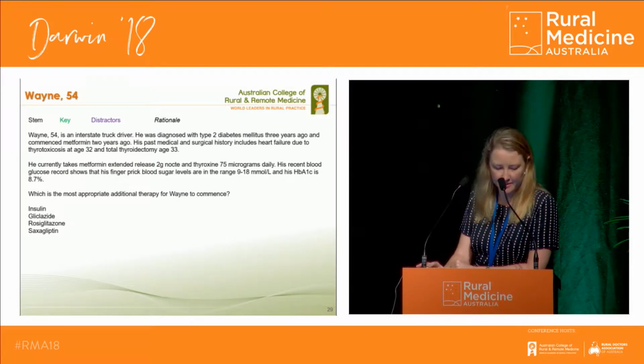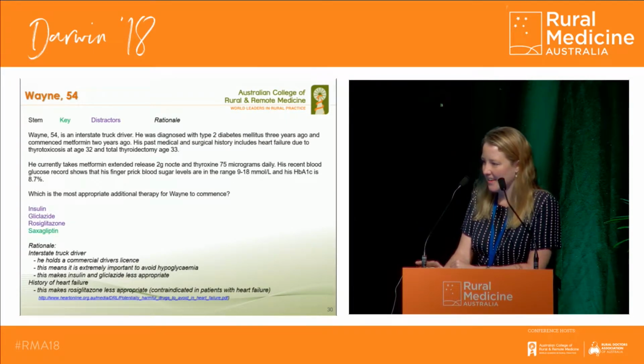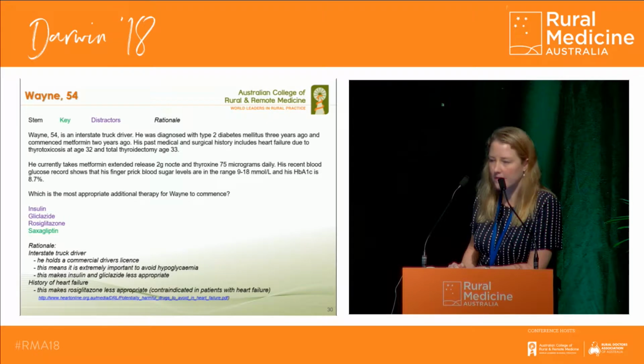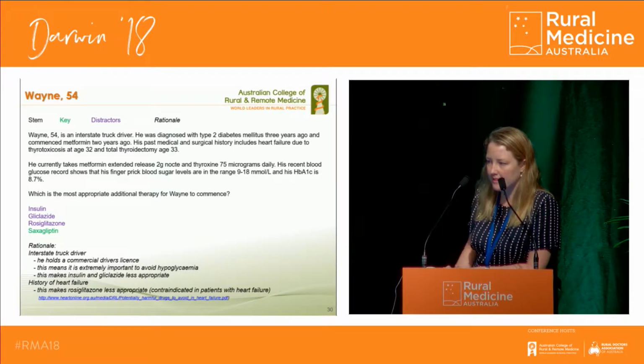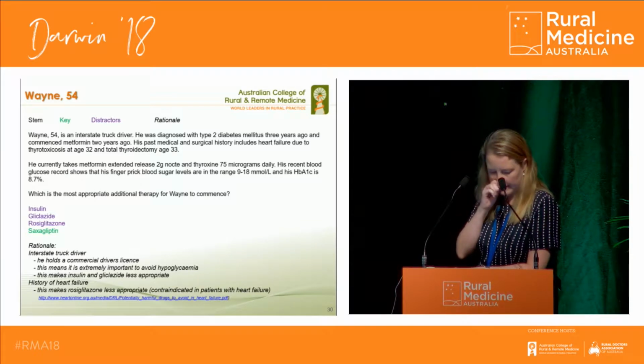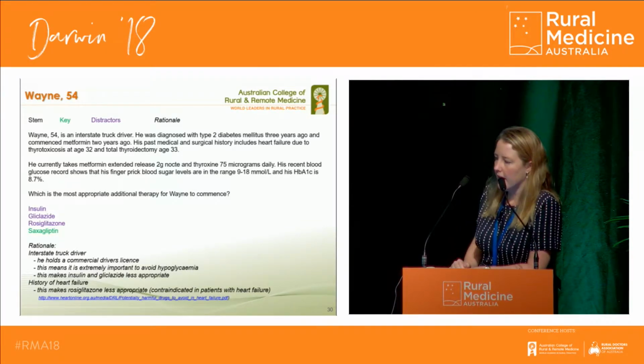Okay, I'll be nice and I'll give you this one, but I'm not going to continue to be nice. So, the distractors are in purple, so the incorrect answers, and the correct answer, the key's in green there. So it's saxagliptin, and the rationale for that is up on the screen.